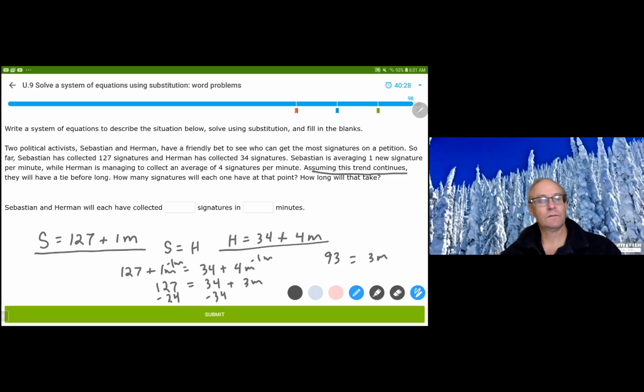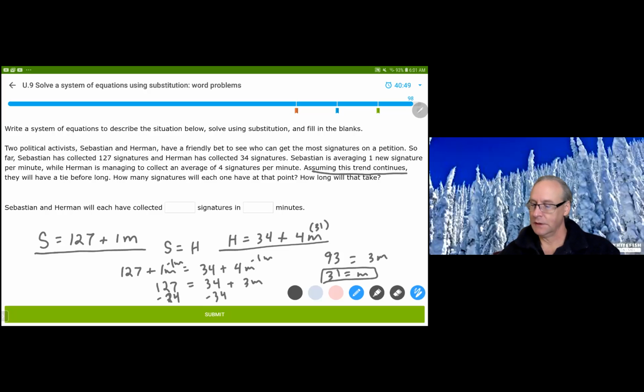Sorry, you can't quite see it there at the bottom. That's not a 20, that's a 30 here. Let's see if I can fix it for you. No, didn't help much, but there you have it. 3m is equal to 93, so it looks like in 31 minutes, they're going to have the same number of signatures. Now, you really need to check this.